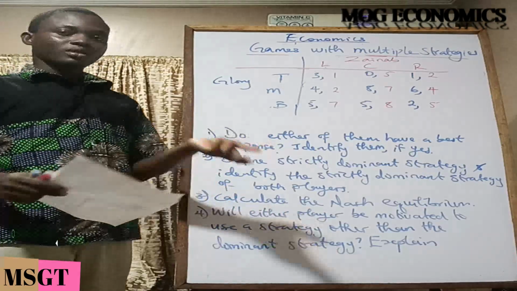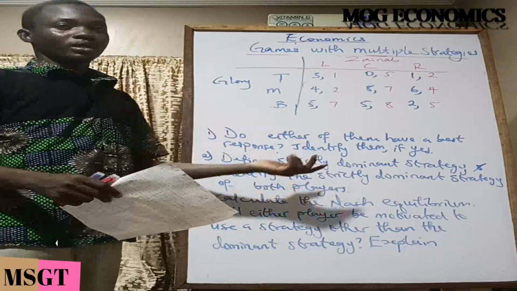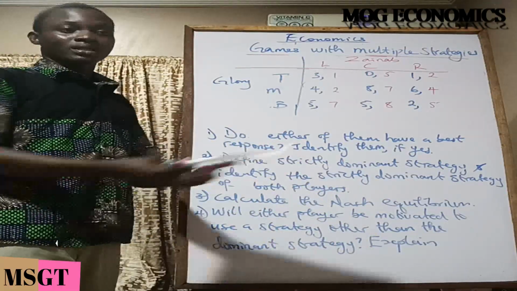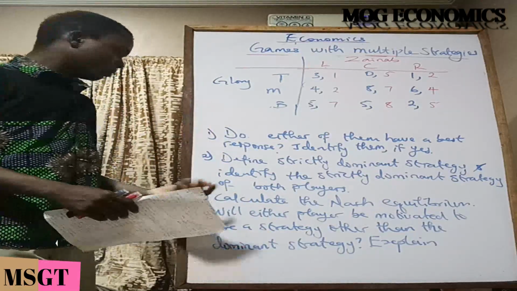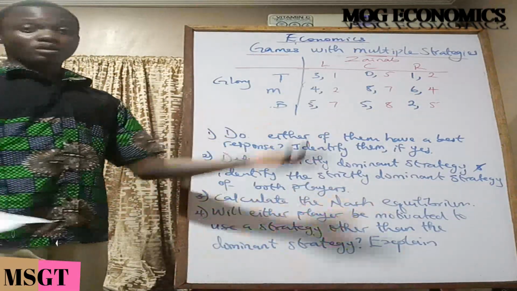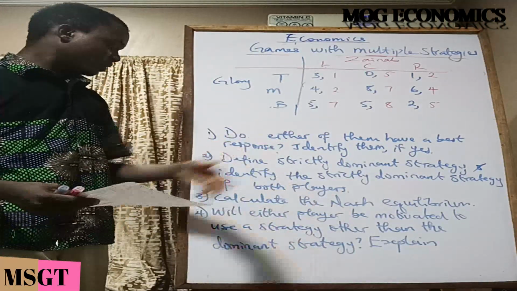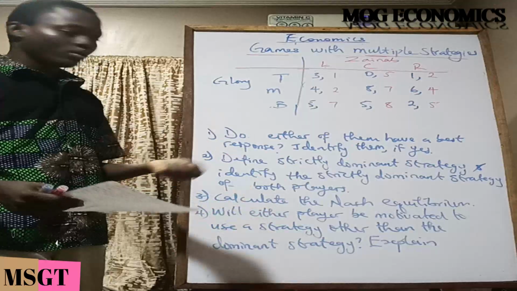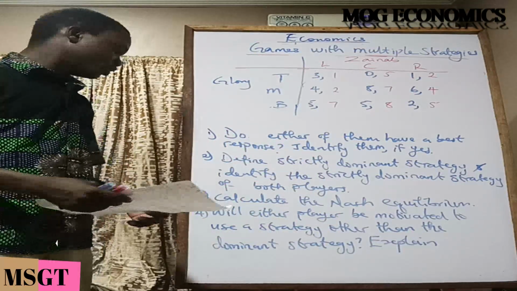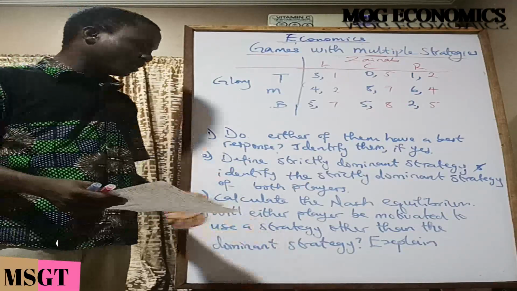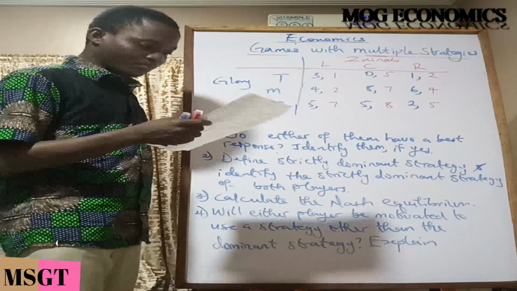Now, number two, define strictly dominant strategy and identify the strictly dominant strategy of both players. So if both players have a dominant strategy, identify it. If they don't, then say they don't, right? Number three, one of them may have, the other one may not have. That is okay. Number three, calculate the Nash equilibrium. Then number four, will either player be motivated, after you calculate the Nash equilibrium, to use a strategy other than the dominant strategy? Explain.